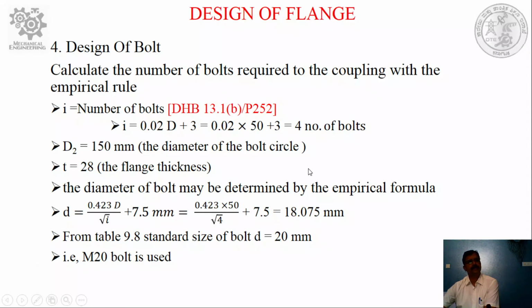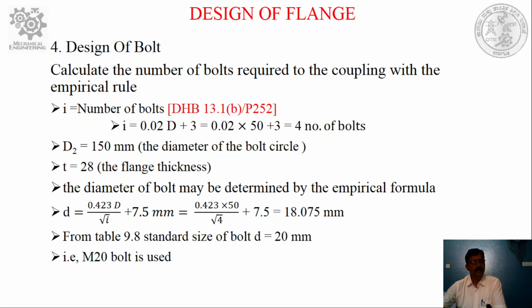Now the design of the bolt. Calculate the number of bolts required for the coupling with the empirical rule, that is I, the number of bolts, is equal to 0.02 D plus 3. Substituting the value of D here, we have got 4 bolts to fasten the 2 flanges. Now D is equal to 150 millimeter, that is the diameter of the bolt circle, and T is equal to 28, the flange thickness.